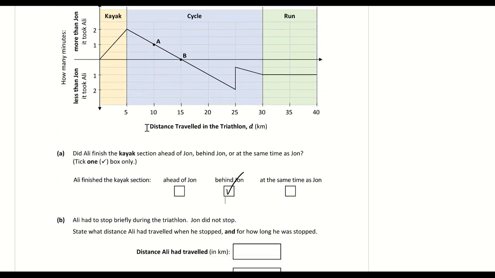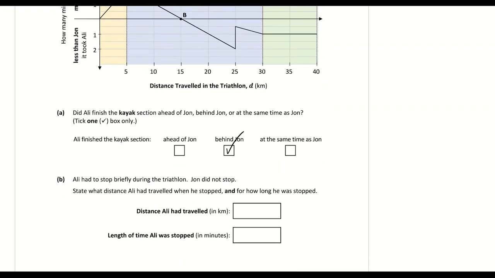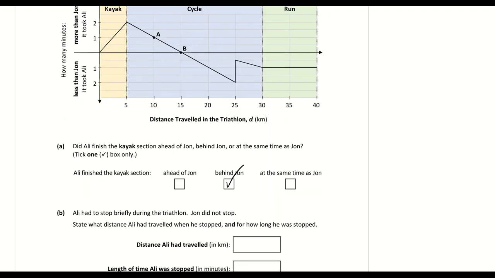Looking now at part B to that question. Ali had to stop briefly during the triathlon. John did not stop. State what distance Ali had traveled when he stopped and for how long he was stopped. So looking here at the graph, it looks like this section here is when he was stopped, because you can see here at this point here, that would tell me that John is roughly 2 minutes, or Ali is 2 minutes behind John. So if he stopped then from 2 to 1, so it looks there like he stopped from about a minute and a half, because you're going from 2 to that little part there, which is a half. So that's a minute and a half.